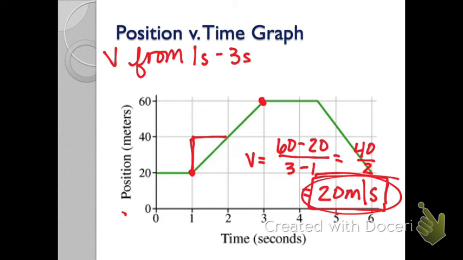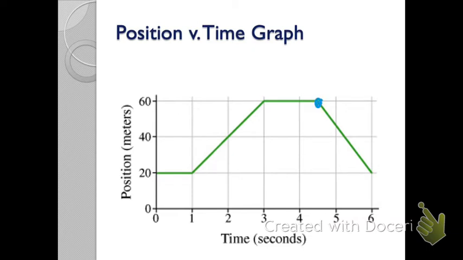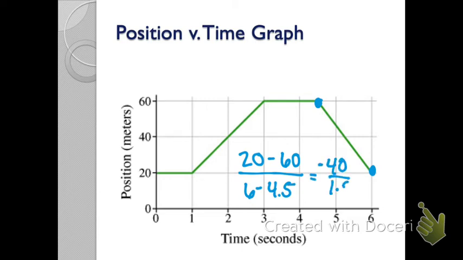Okay, so if I would ask you to calculate the slope from 4.5 to 6 seconds, what would be different about that slope? Not only the number, but what would it come out to be? It would come out negative, and that would just tell us that we are moving backwards at that point. Okay, so let's do that one together. If I want to know the slope from 4.5 to 6 seconds, my change in y this time would be 20 minus 60 over 6 minus 4.5. So that gives me negative 40 over 1.5. I think I could do that in my head, but I'm not going to. So that gives me negative 26.7 meters per second.